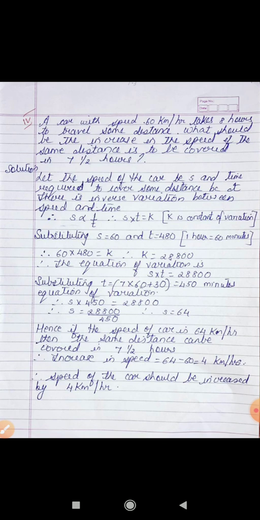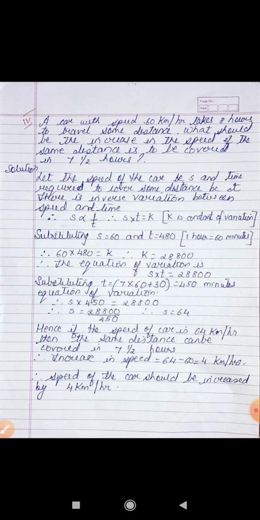Therefore, s into t is equal to k, where k is a constant of variation. Substituting s equal to 60 and t equal to 480, we know that 1 hour is equal to 60 minutes. Therefore, 60 into 480 is equal to k. So, k is equal to 28,800. Therefore, the equation of variation is s into t is equal to 28,800.